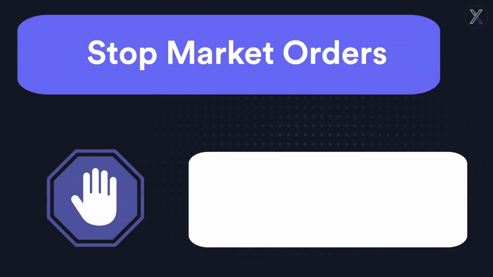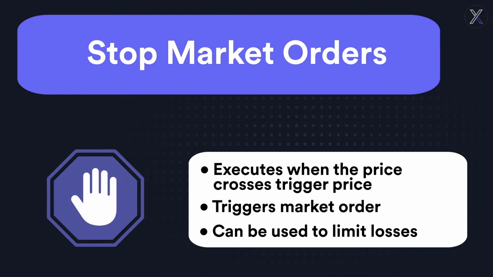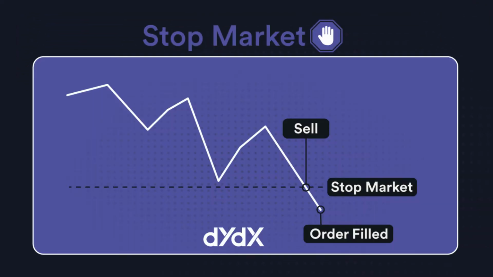A stop market order will execute only when the price crosses your specified trigger price. Once the price touches your trigger price, a market order will automatically be placed to market buy or sell your order amount. Stop market orders can be used to limit losses on your positions by automatically closing them when the price falls below, for longs, or rises above, for shorts, the trigger price. Once activated, the resulting market order will be immediately filled at the best price on the books.